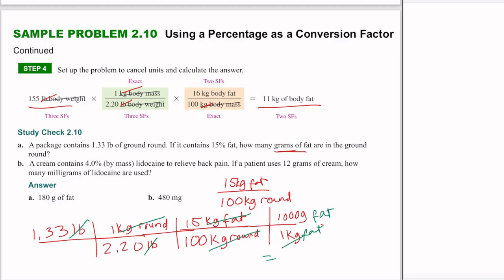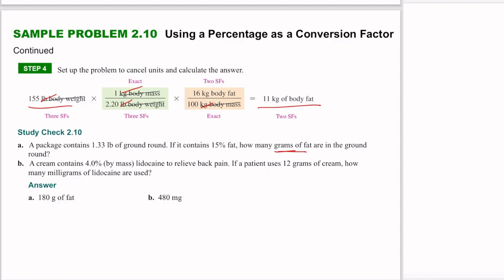So to get the final answer to this problem, we'll multiply 1.33 times 1 times 15 times 1,000, and then hit equal, and divide by 2.20, and then equals, and divide by 100. So our final answer is 180 grams of fat.